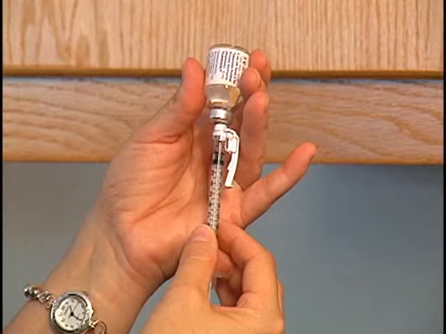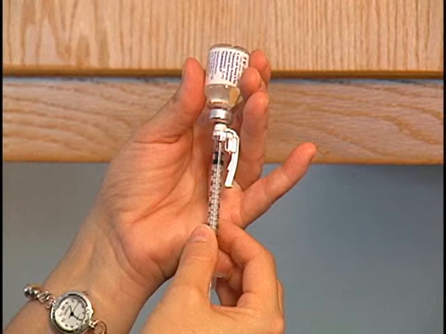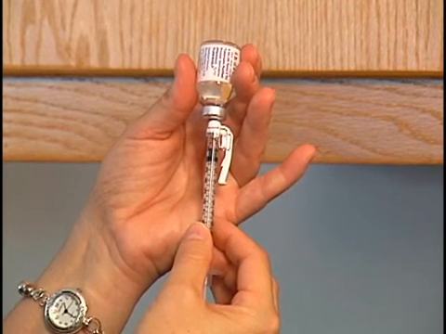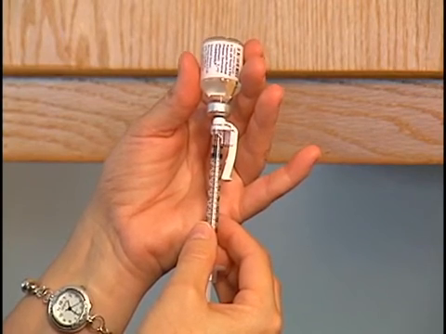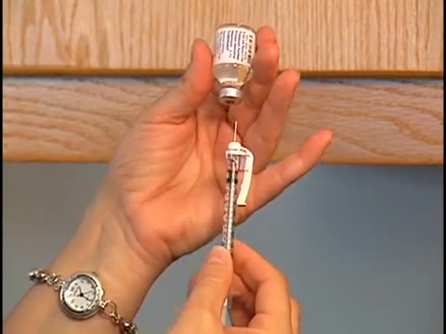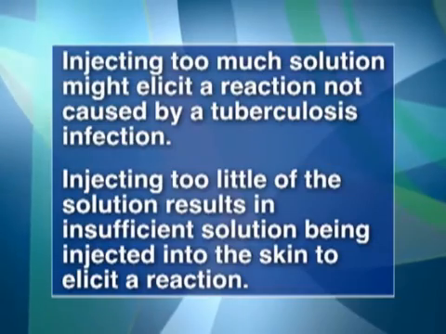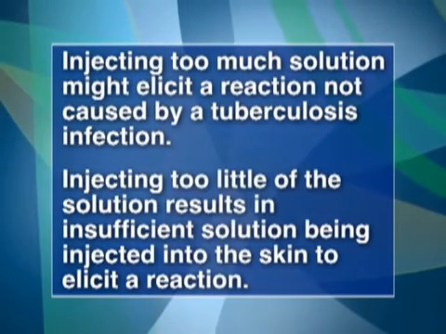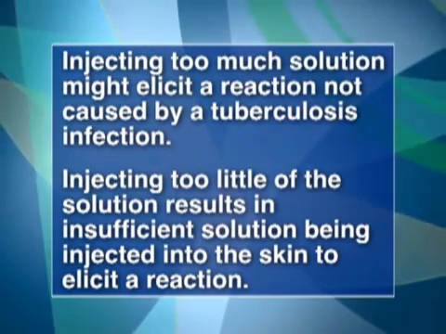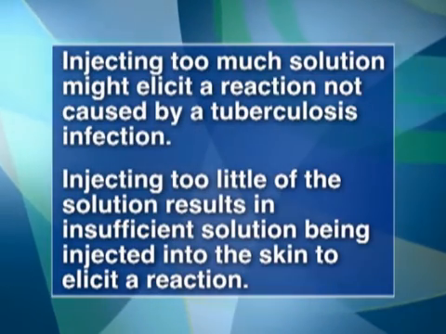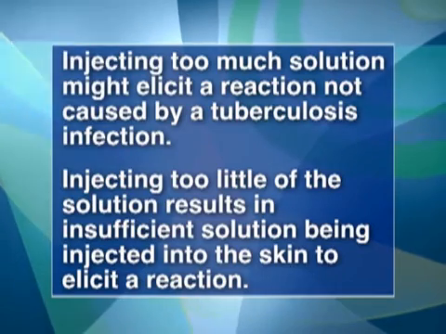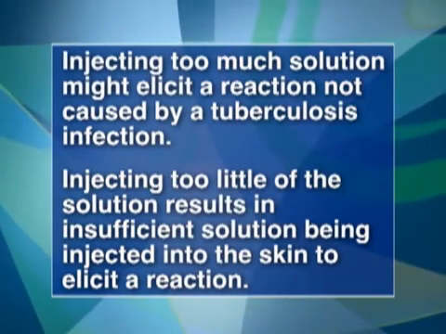The Mantoux test requires that 1/10 milliliter of PPD solution be administered intradermally to the patient. Draw up this amount into your syringe. It is important to draw up the proper amount of tuberculin solution. Injecting too much of the solution might elicit a reaction not caused by a tuberculous infection. Injecting too little of the solution results in insufficient solution being injected into the skin to elicit a reaction.